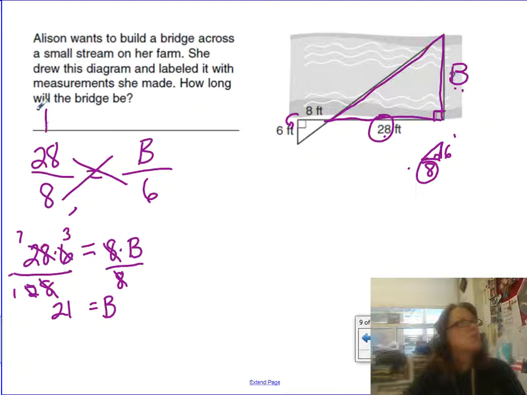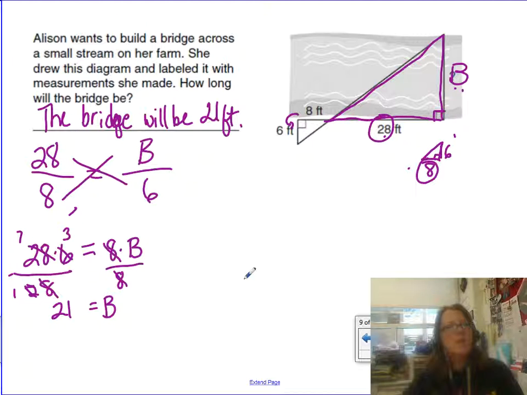How long will the bridge be? The bridge will be 21 feet. There we go.